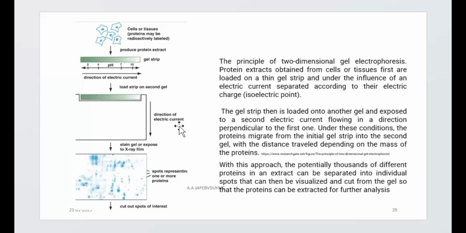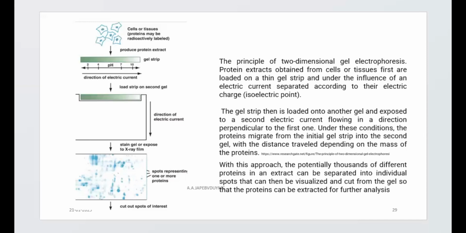The principle of two-dimensional gel electrophoresis, the overall methodology or approach, can be used for thousands of different proteins in the extract, and they can be very well separated into individual spots. As you can see in this gel, there are n number of small and big dots of different sizes, depending upon the concentration and quantity of that particular protein in a given sample, right?